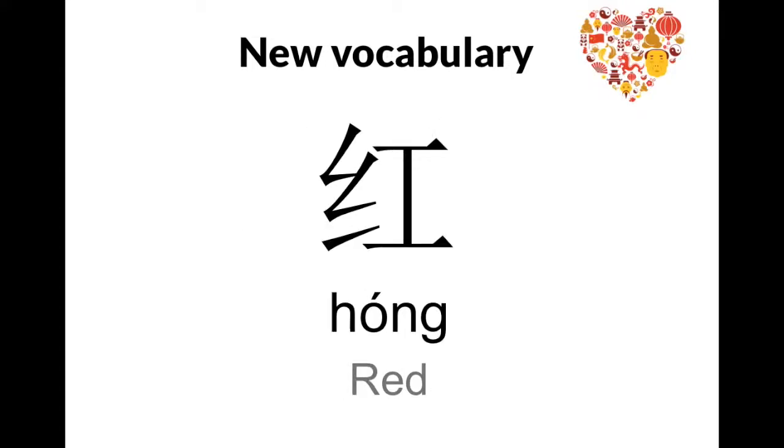So for the final three words, we're gonna learn three colors. First, 红, second tone, meaning red. And this is probably the most important color in China, as it is a symbol of a great many positive things, which you can see, for example, in the Chinese flag or in many other parts of Chinese culture, where red is often the main color. So 红, meaning red.